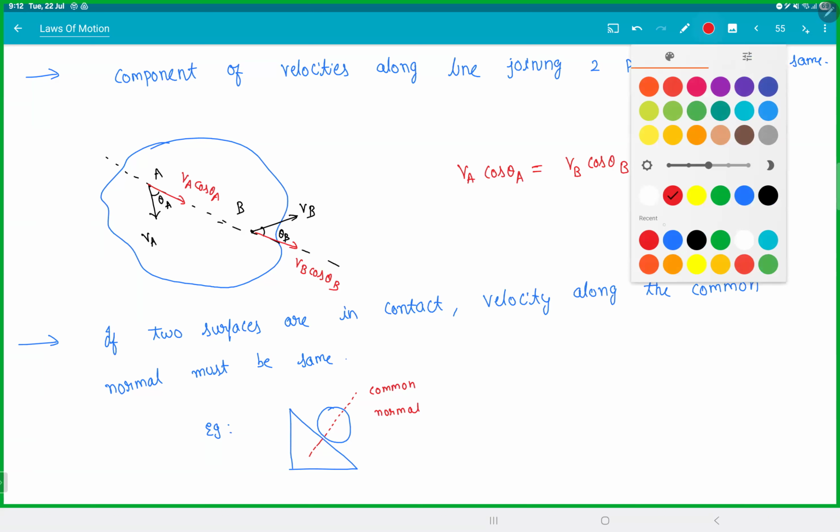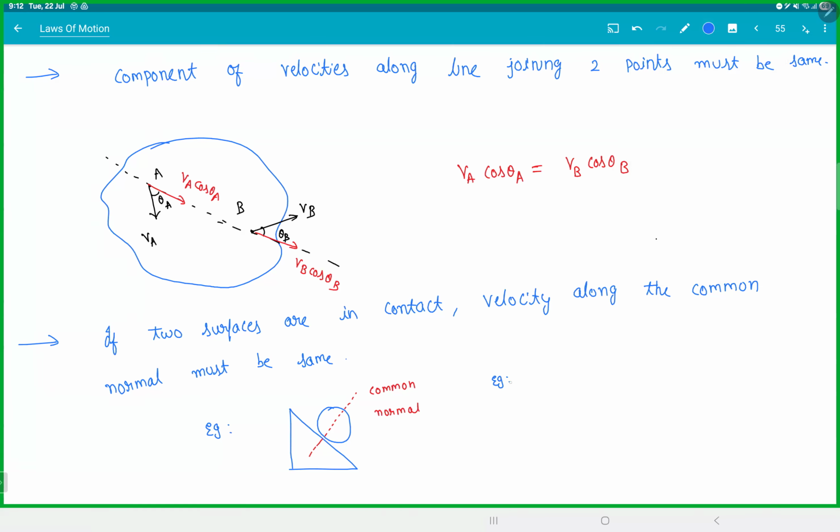Suppose you have a surface and a block. For both of them, the common normal is this, perpendicular to both of them. Suppose you have a sphere, a big one and a small one. The common normal will be a line passing through the center.